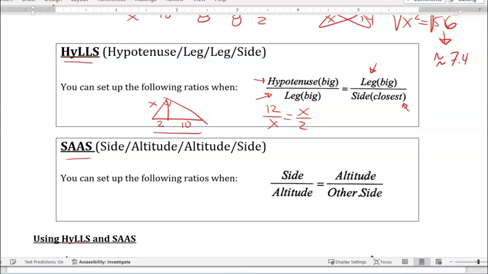So it goes, this is to that is to the side closest to it. And if the x was over here, instead of putting it over 2, you would put it over 10 because 10 is closest. So that would be Hill's shortcut. Hypotenuse is to leg is to side.